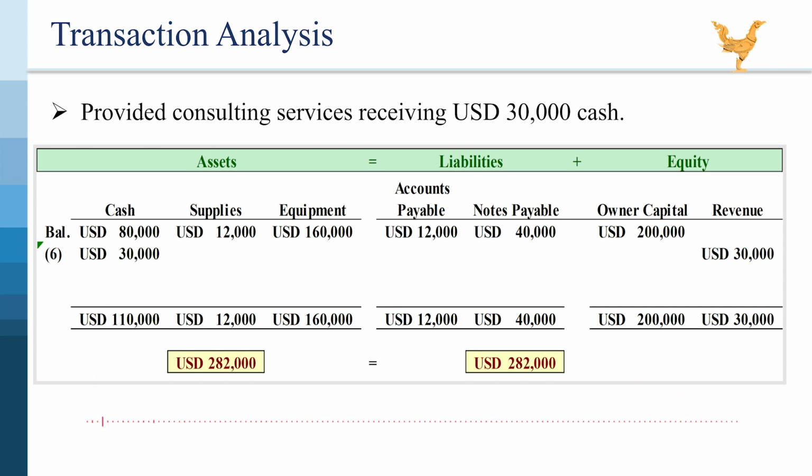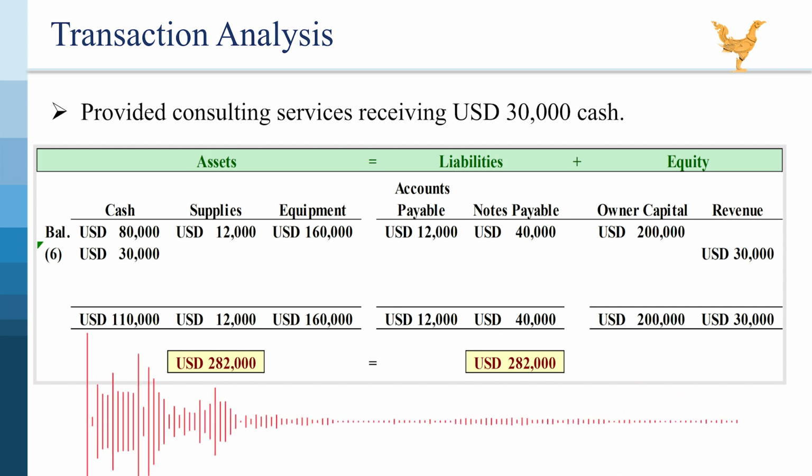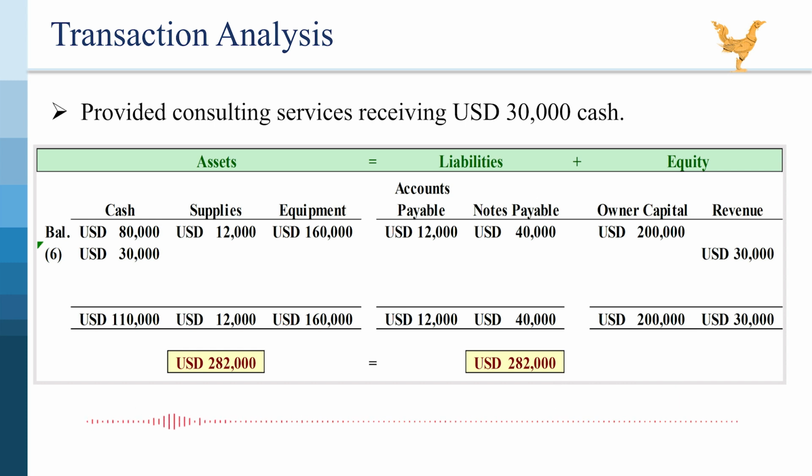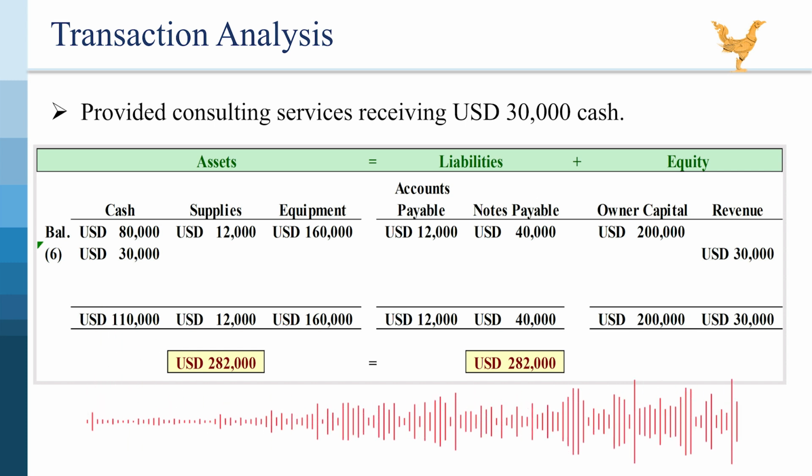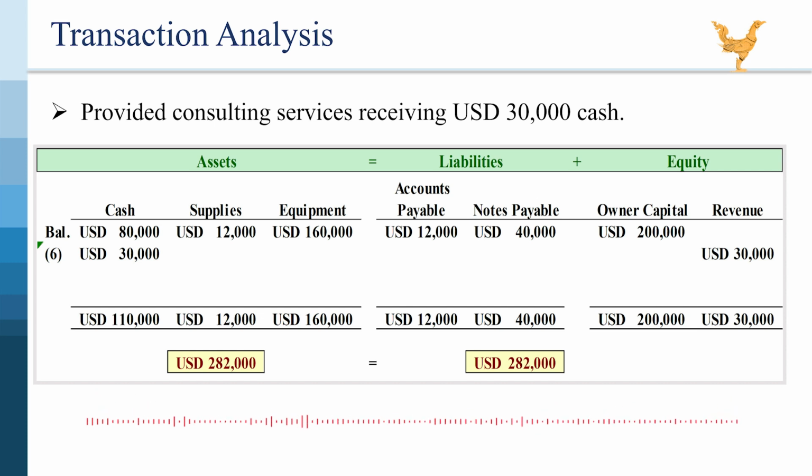Liabilities plus equity. Remember the accounting equation. Assets equals liabilities plus equity. Since assets increased by $30,000, the other side of the equation, liabilities plus equity, must also increase by $30,000 to keep things balanced. The increase in revenue contributes to this increase in equity.